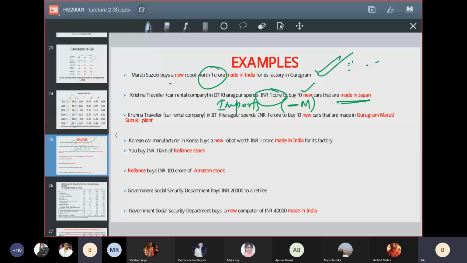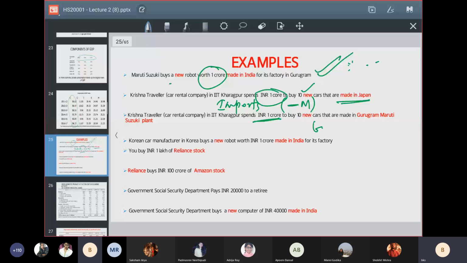Similarly, if the 1 crore spent by Krishna Travelers on 10 new cars is for cars made at the Gurugram Maruti Suzuki plant, then they are new cars as well as made in Gurugram, which is located near Delhi, and therefore this 1 crore is part of our GDP.